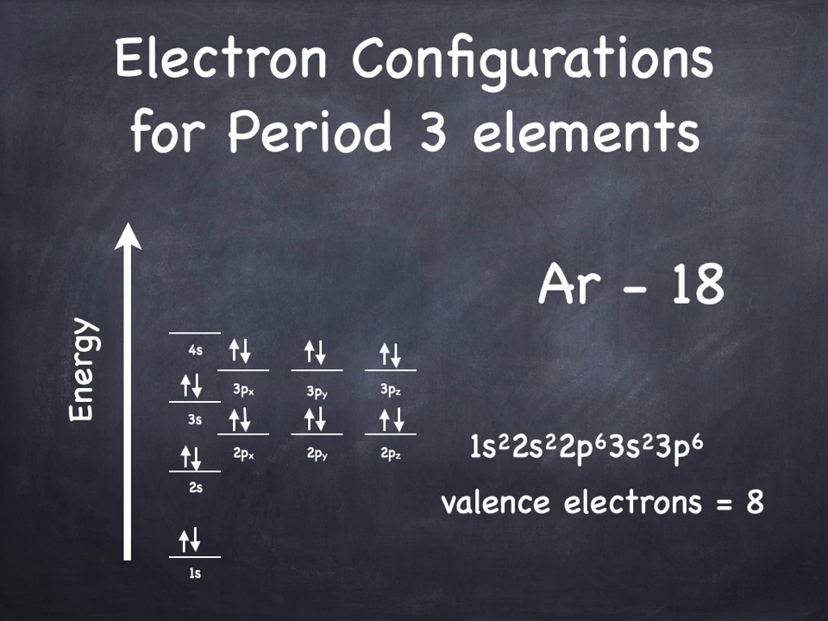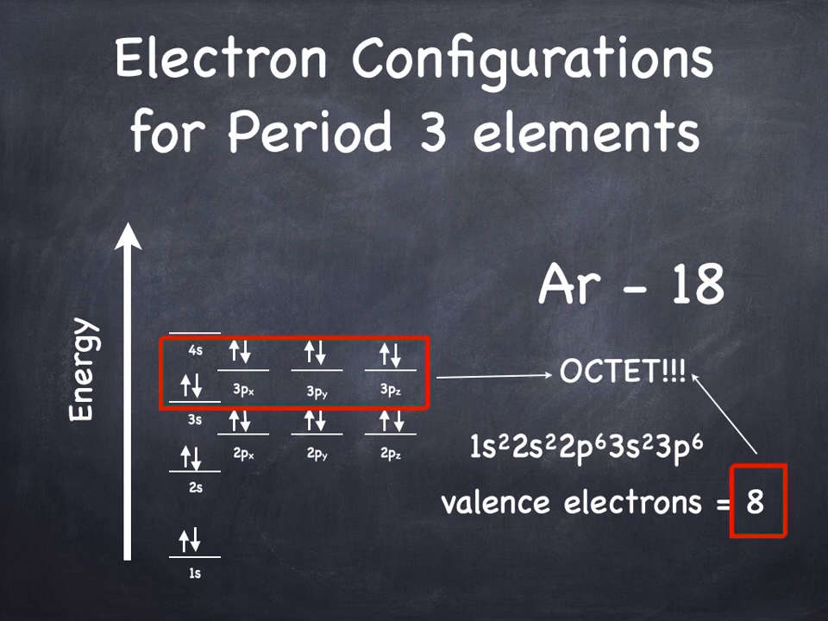And then we get ourselves to argon. With 2 in the s, 6 in the p, it has 8 valence electrons. And of course, that 8 valence electrons is our octet, an incredibly stable arrangement of electrons.